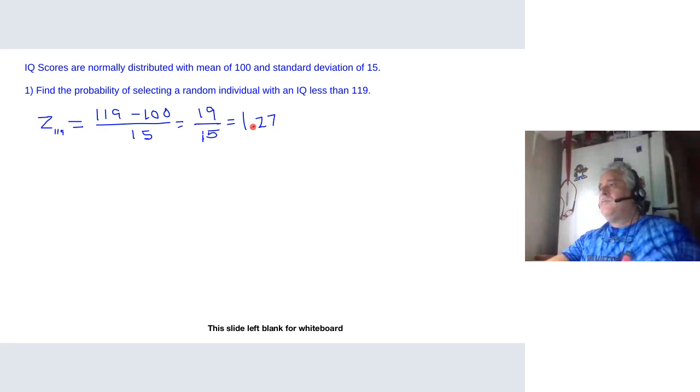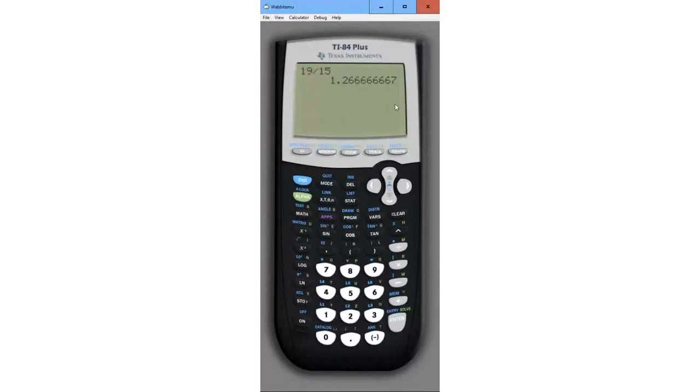So again, I want to go to the calculator. I'll do it one more time here, just in case you haven't gotten it yet. Now, the good thing of getting the calculator to do everything is it would keep all this accuracy, but we're not going to be that accurate. So that's 0.89796.